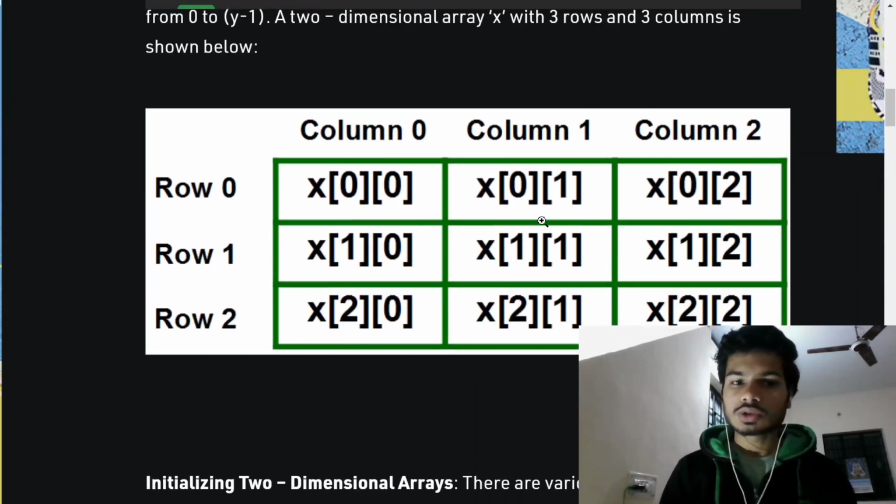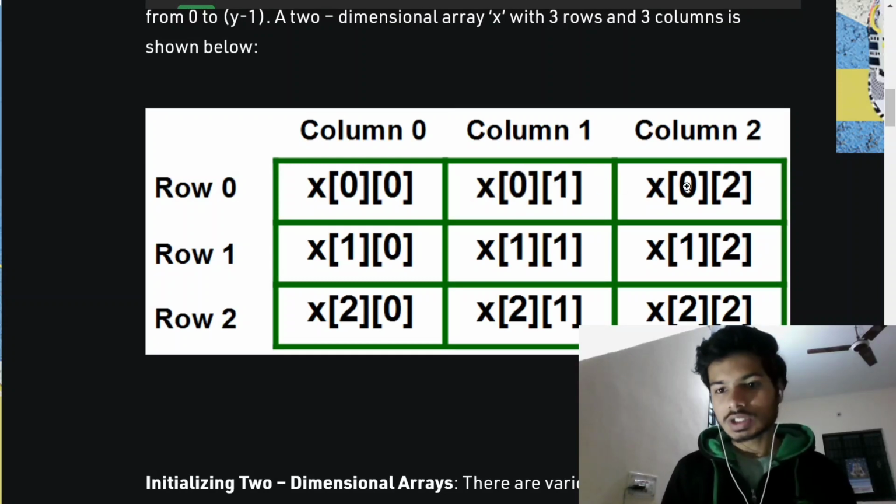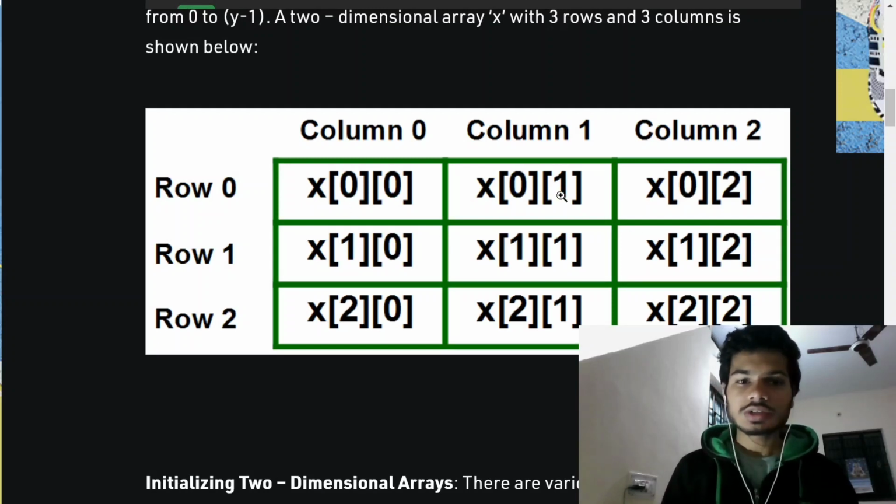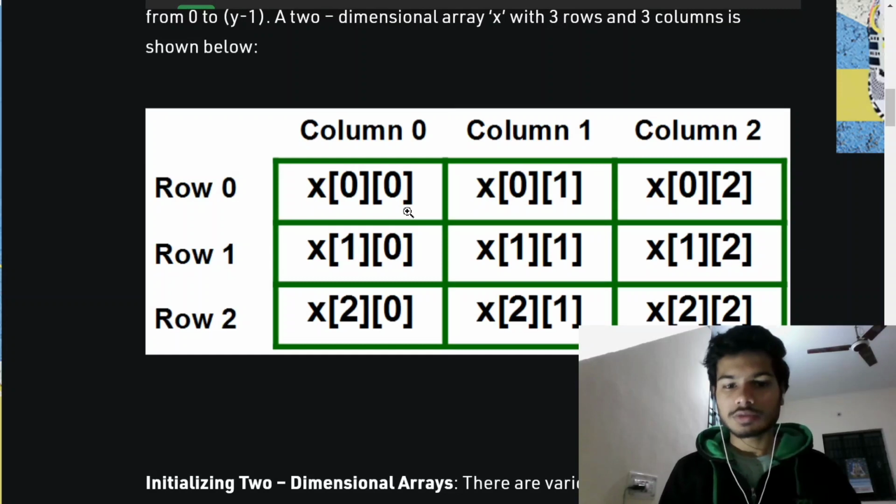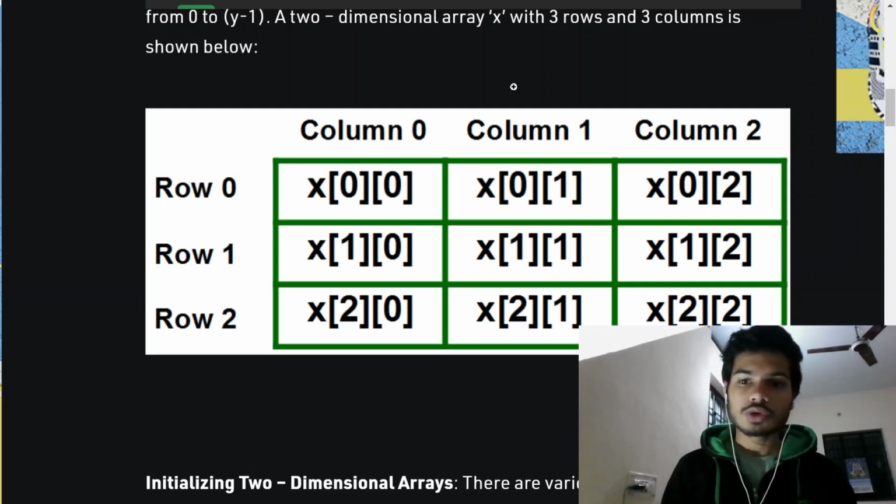Let's say I have given the size 3. Here I can store 3 into 3, that means 9 elements. The first index would be x of 0 0. This first 0 refers to the row and the second 0 refers to the column. This is the first index where I store a value, and this is the second index, the 0th row and 1st column. This is the third index, where the row index is 0 and the column index is 2. Similarly, if I give size 3 and 3, meaning 3 rows and 3 columns, it multiplies to 9, so I can store 9 elements here.